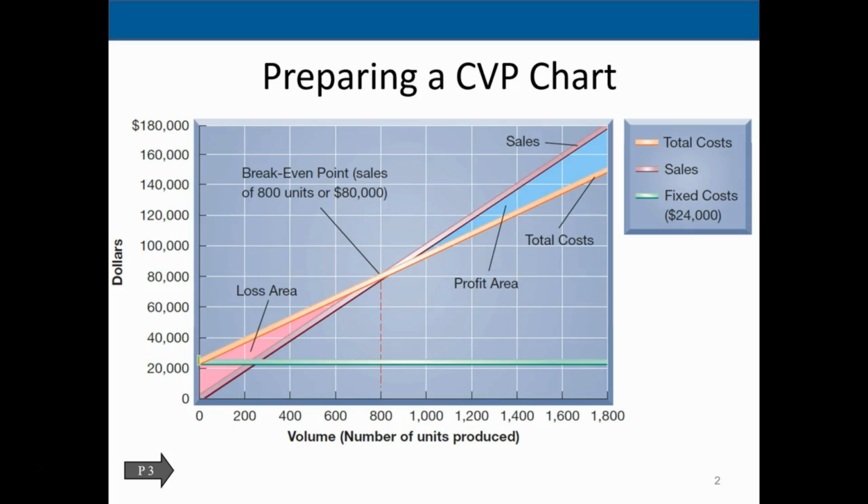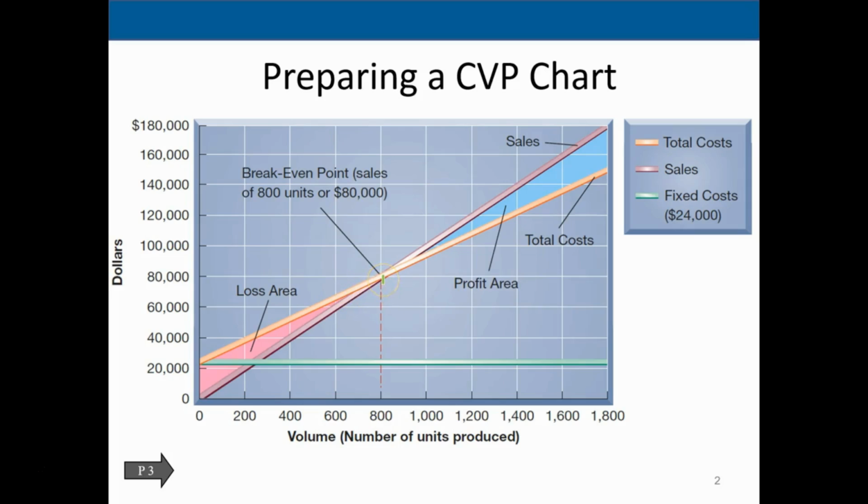Therefore, we're going to start not at 0 because we have to pay the rent no matter what. We're going to start at whatever the fixed costs are, and then we're going to go up at that constant rate, not of the sales rate. Notice that the slope of the line is not the same as the slope of the sales line, but we're going up at the constant rate of the variable costs.